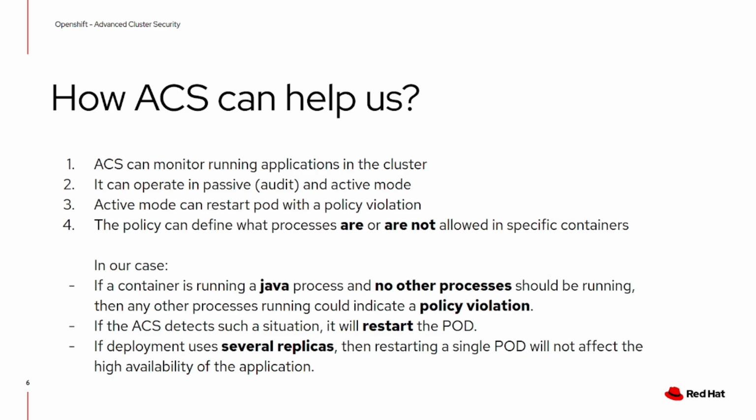So in our case, if a container is running a Java process and no other processes should be running, then any other process running in our pod could indicate a policy violation. If ACS detects such a situation, it will restart the pod, but it's not a problem, because if the deployment uses several replicas, then restarting a single pod will not affect the high availability of our application.